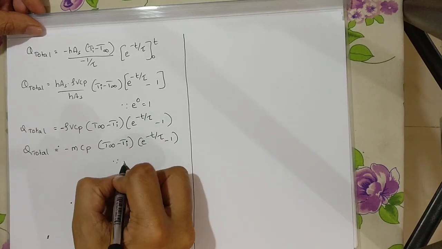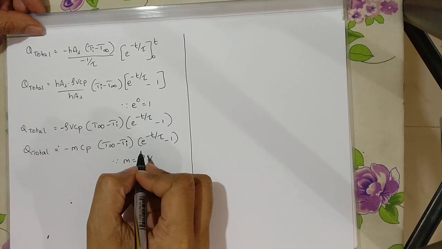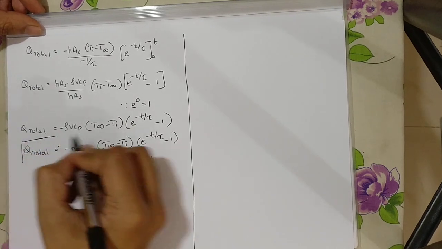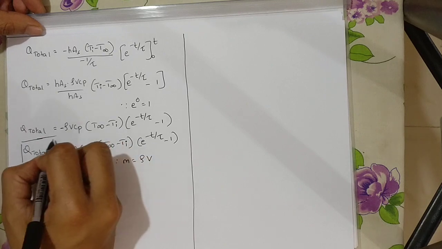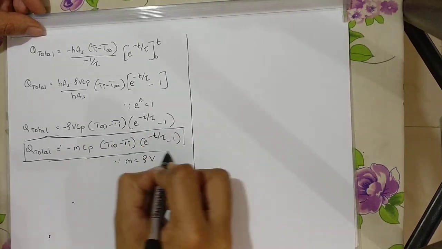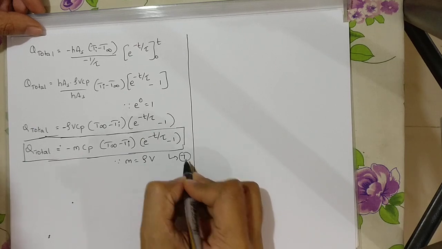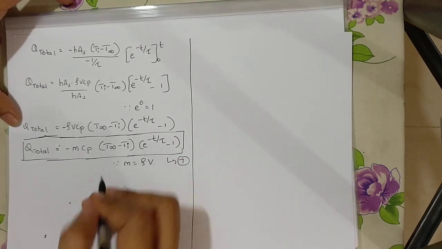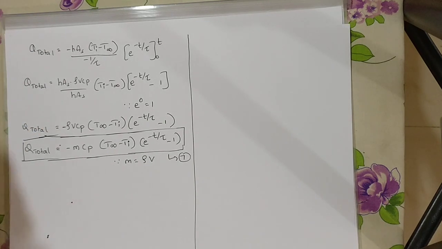So since m is equal to rho V, this is our Q total. What was the previous equation number, guys? Equation number 6, right? So this would be equation number 7. Now if you want to find the maximum heat transfer possible for this, how would it be?